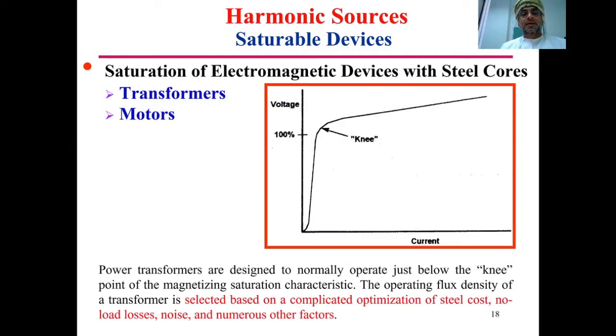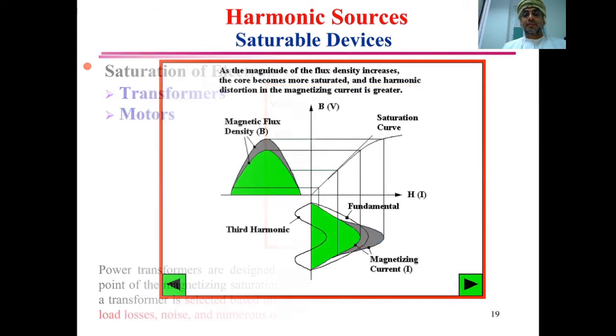If we look at a saturable device such as the transformer, normally, to be more efficient and cost effective, the transformer is designed to work just near the knee, just below the knee. This is how they design the transformer, because we like to optimize the cost and of course other factors. So the transformer and also electrical machines are designed to work somewhere over here.